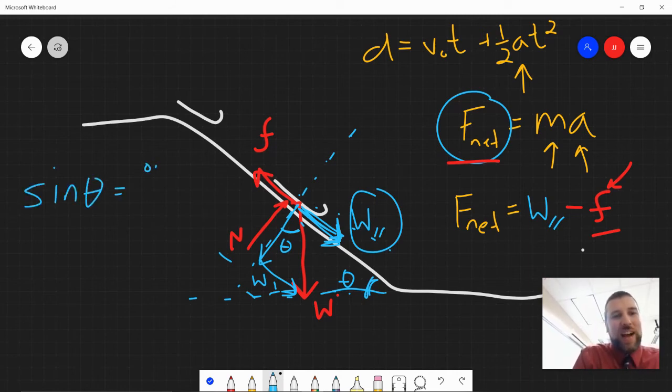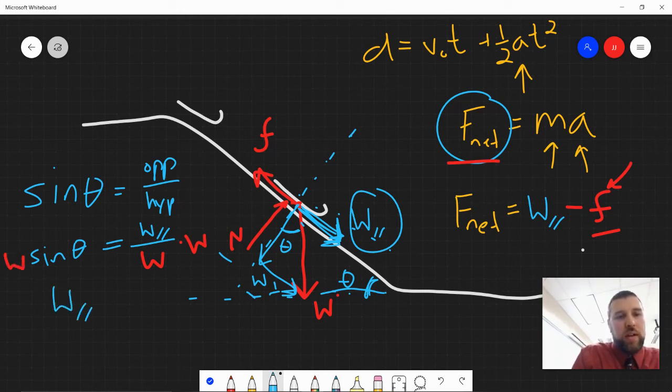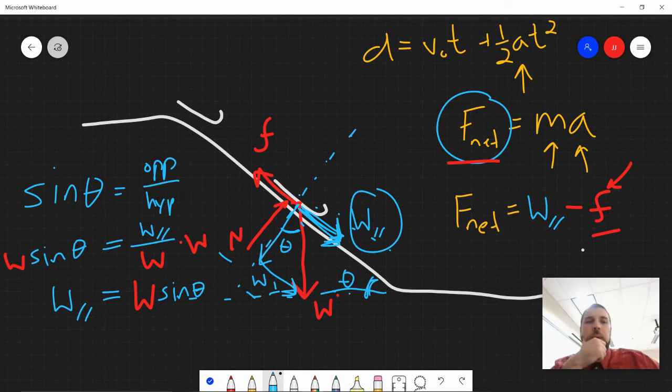Sine of that angle is opposite over hypotenuse, right? In this case, the opposite side is that parallel component. That's what we want. And the hypotenuse is the original weight, the original force that's pulling it down. So sine of the angle is just a number. We know the weight. We can solve this equation for that parallel component. So the weight parallel to the hill, the component that's pulling it down the hill, is going to be the full weight times the sine of the angle that the hill makes with the ground.